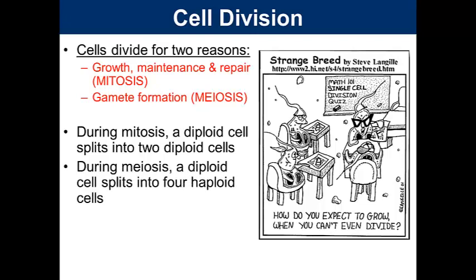During meiosis, a diploid cell splits into 4 haploid cells. So, in the case of humans, you start with 46 chromosomes in one cell, and you end up with 4 cells that each contain 23 chromosomes. This topic that we're going to be talking about focuses only on mitosis, not on meiosis.